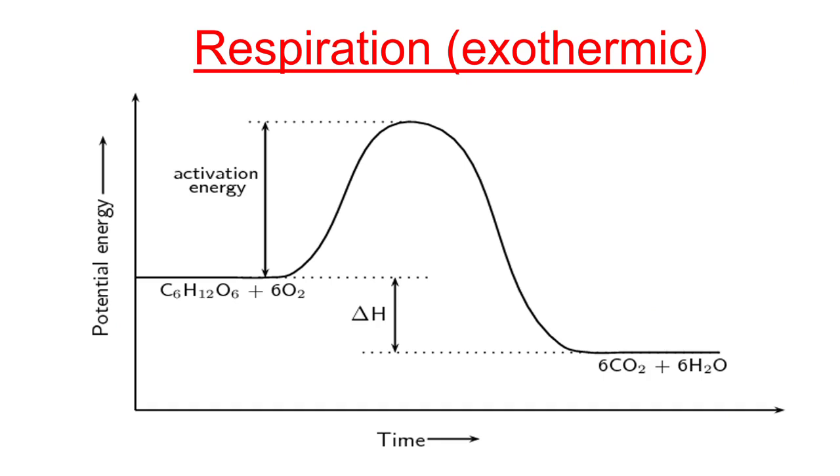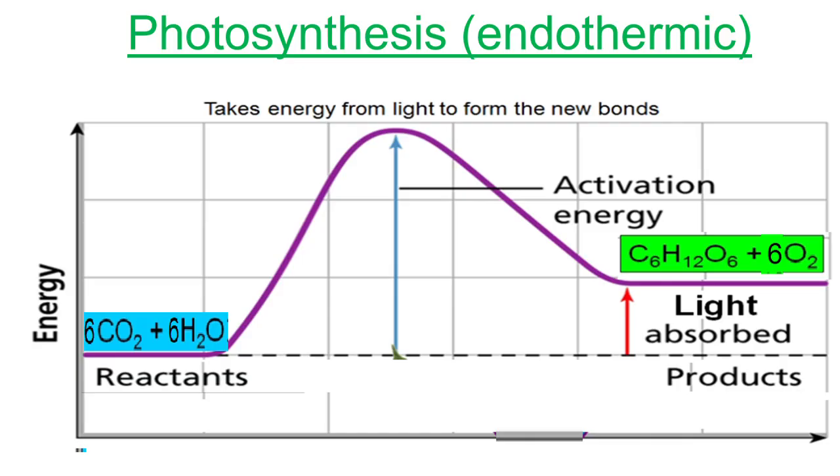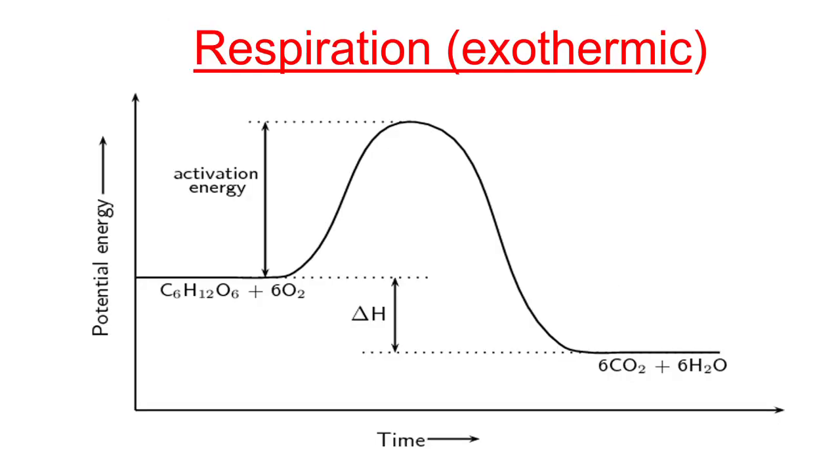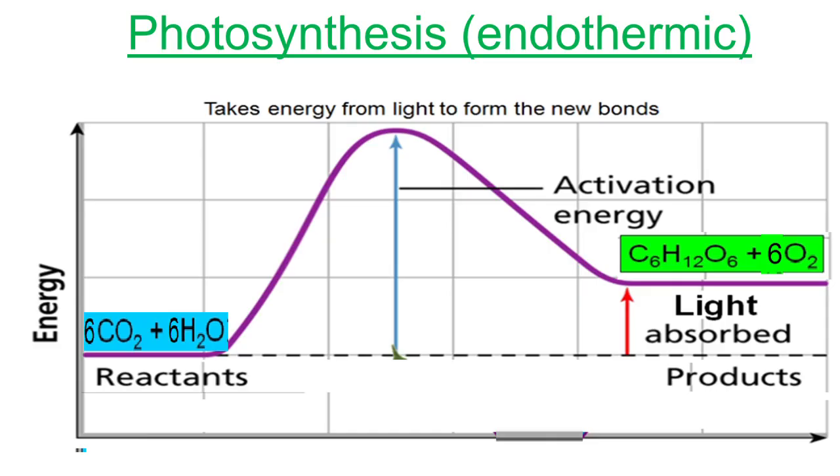For example, here's the equation of respiration. This is what we do in our bodies, getting energy from food. And here is photosynthesis. They are the exact opposite of each other. The reactants and the products swap position.